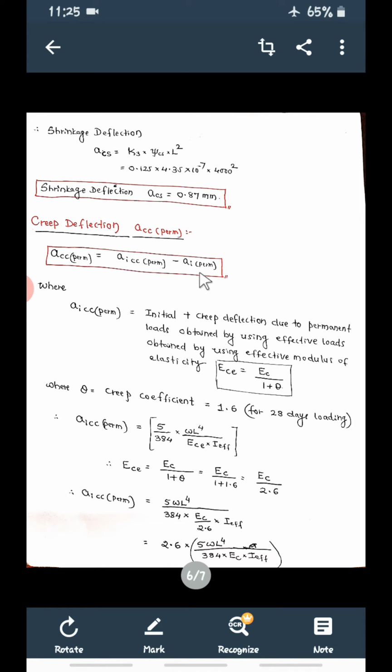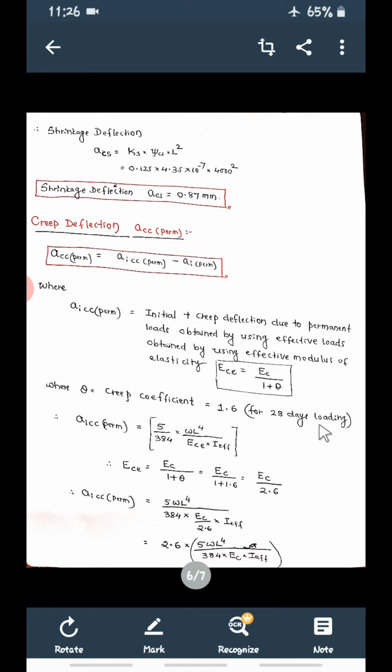AICC permanent. Okay, this is nothing but initial plus creep deflection due to permanent loads obtained by using effective loads. And this will be obtained by using effective modulus of elasticity, that is ECE is equal to EC upon 1 plus theta. This formula is there in the code book. And what is theta? Theta is the creep coefficient.